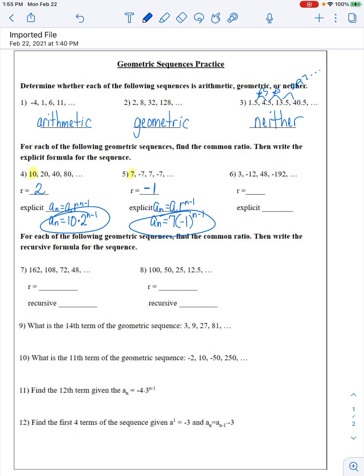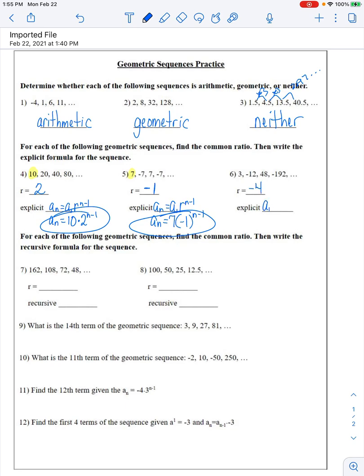Now it looks to me like I'm multiplying by -4. And if you're not sure, remember you can divide. -12 divided by 3 is -4. 48 divided by -12 is -4. -192 divided by 48 is -4. So my common ratio is -4.